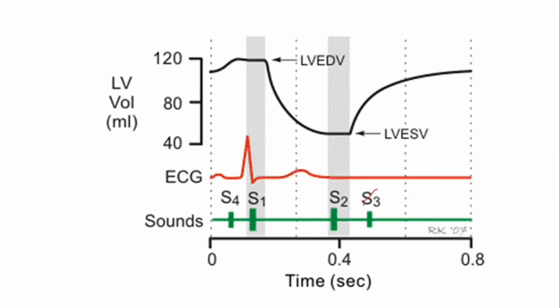Now here you see the S3 occur just after the S2. When the aortic valve closes, the mitral valve will open. When the mitral valve opens, just after that, in early diastole, S3 will be heard. And S4 occurs just before the S1.